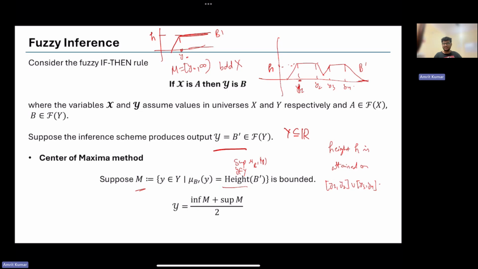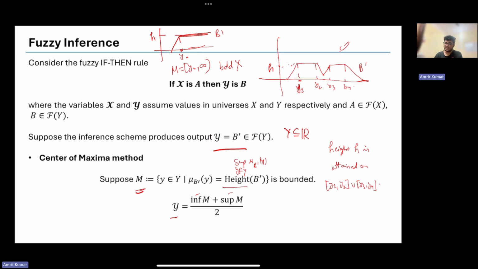So we are assuming that this set M, the set of all members of the universe Y where the height of B dash is attained, is bounded. Then the infimum and supremum of M exist, and you simply take their arithmetic mean, and that will give you the defuzzified value. That will give you the output value.